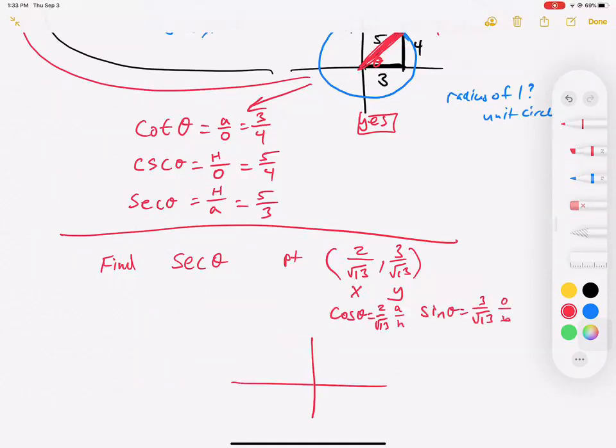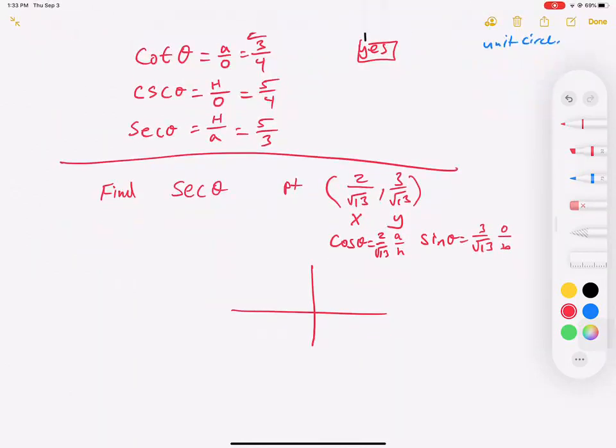Draw a triangle in quadrant 1, 2, 3, or 4. In what quadrant is cosine positive and sine positive? Now, here is a fast, cheat way of doing things. Quadrant 1, 2, 3, and 4.